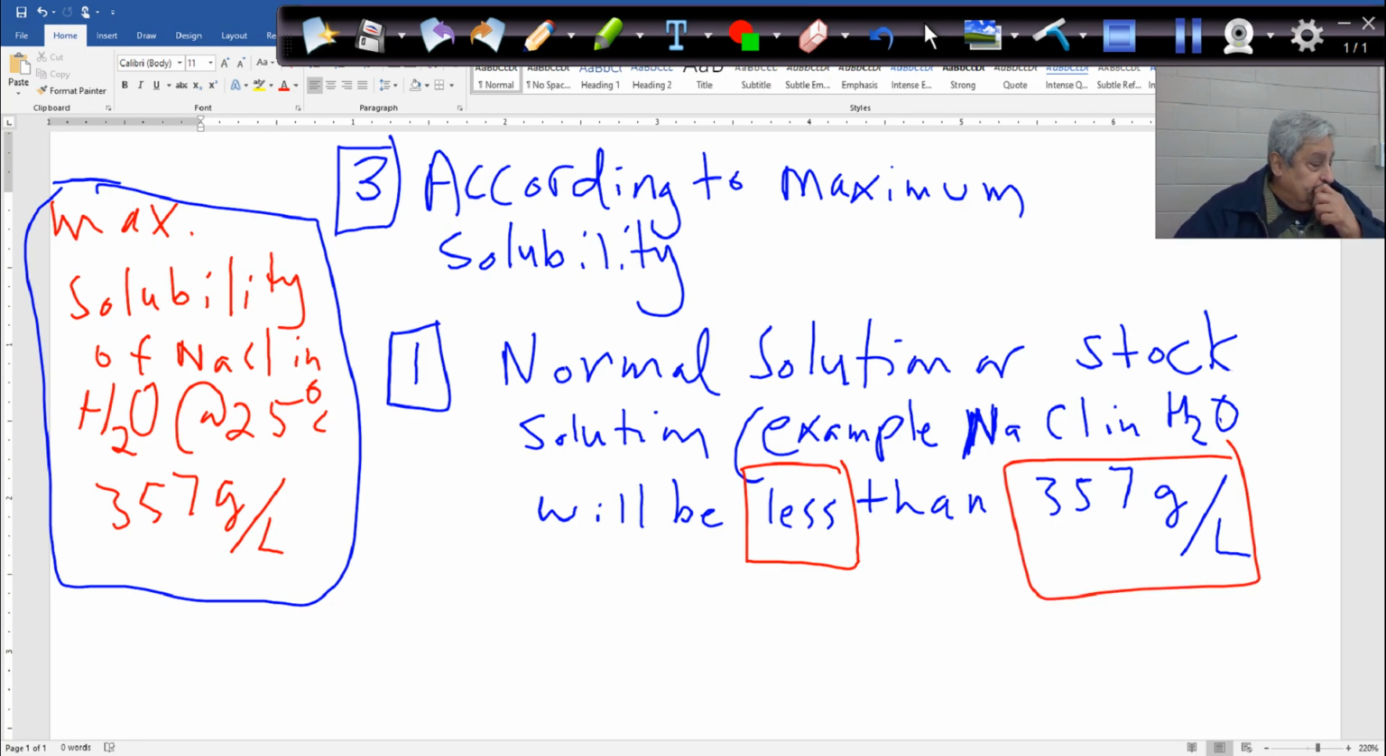So number 2, how about if they are equal? So if they are less, then we call this a normal solution or stock solution. The same thing with the particle size. If they are very tiny, cannot be seen by eyes or by exposing light or any experimental tool, that's a normal stock solution. Correct? Number 2, we have saturated solution.